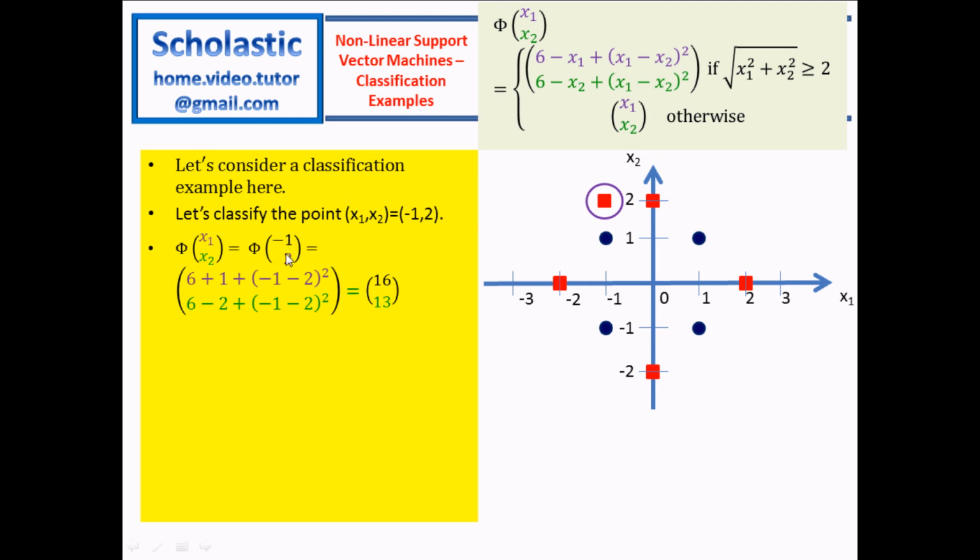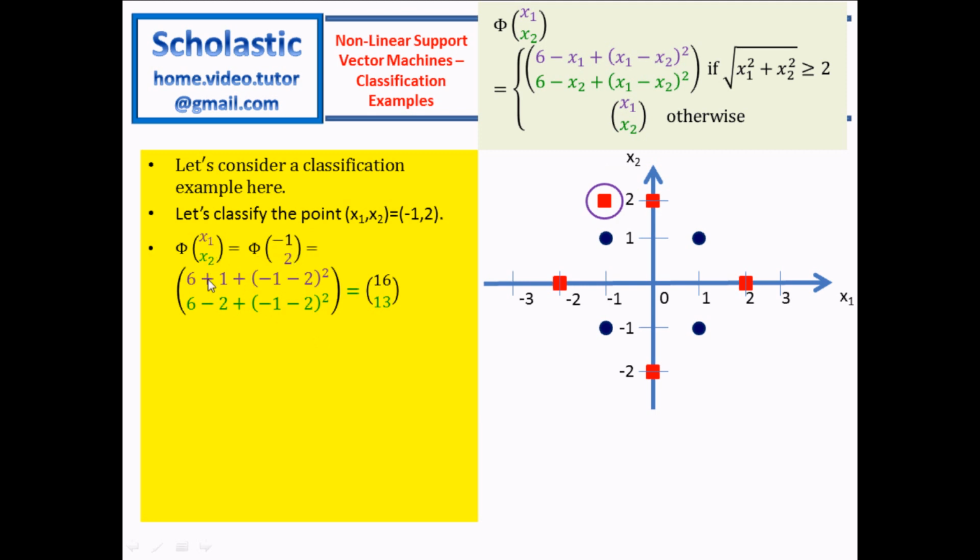So if you apply the unknown vector to the transformation function, and again this unknown vector has x1 squared plus x2 squared greater than 2, therefore it will have to go through this transformation, not the second one. If it was a point inside this region, it would be the second transformation.